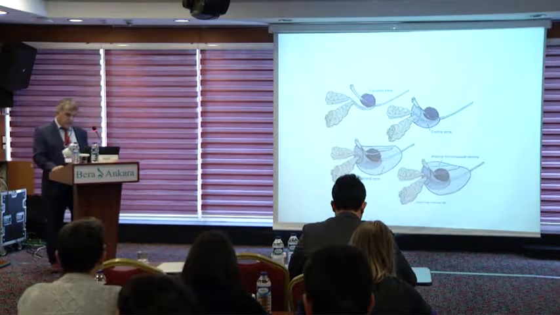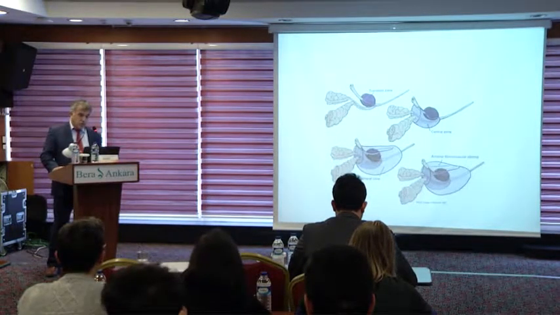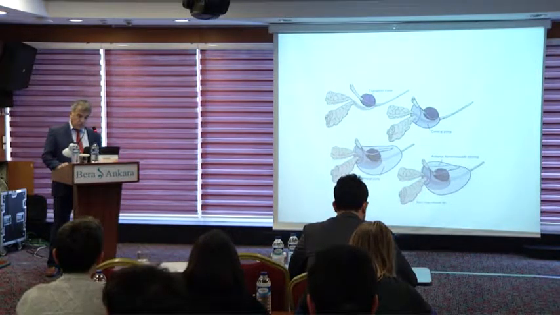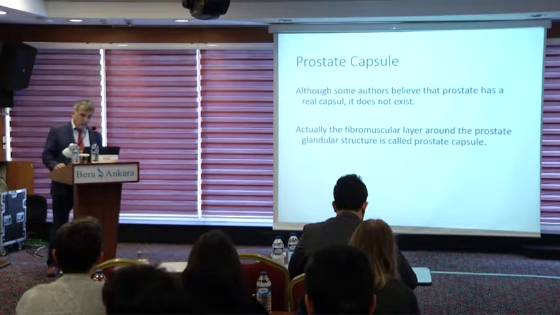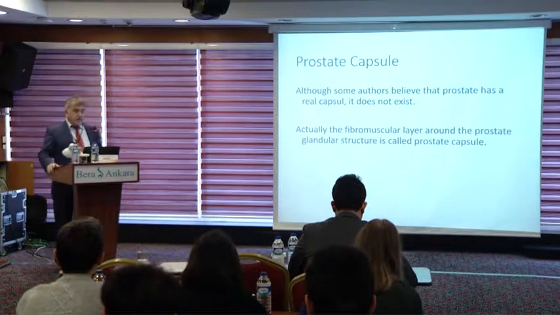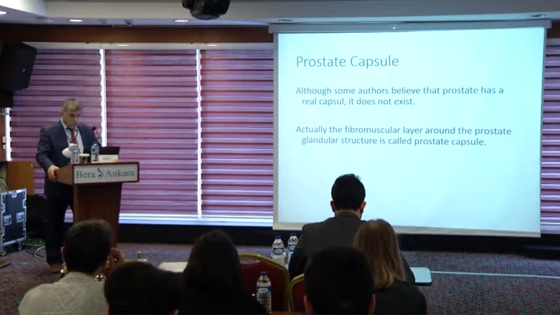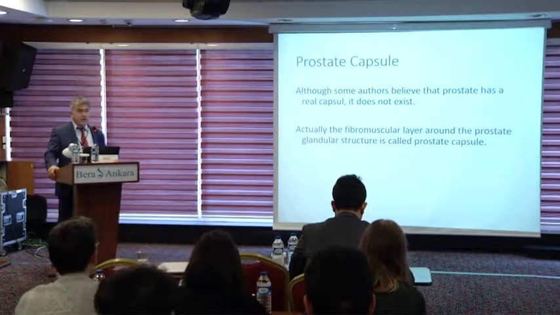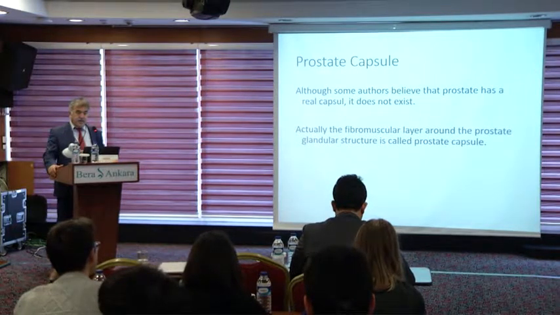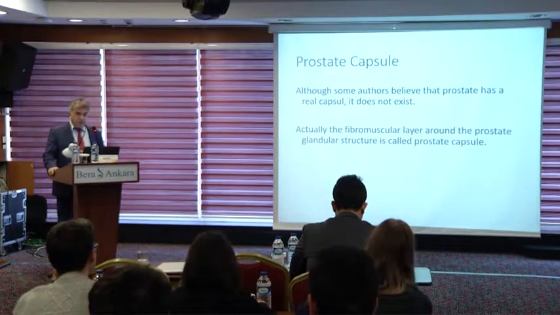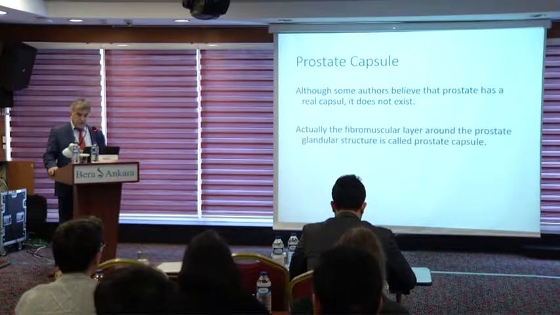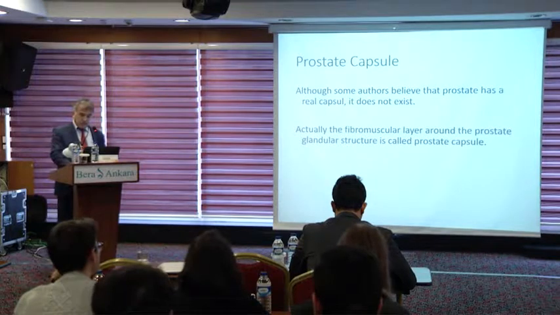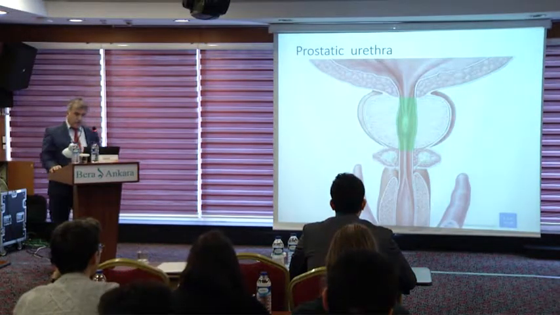In this slide, we see that the transitional zone surrounds the urethra. The central zone surrounds the ductus ejaculatorius. Prostate capsule. Although some authors believe that the prostate has a real capsule, in reality it doesn't exist. Actually, the fibromuscular layers around the prostate glandular structure are called the prostate capsule. It is a false prostate capsule.